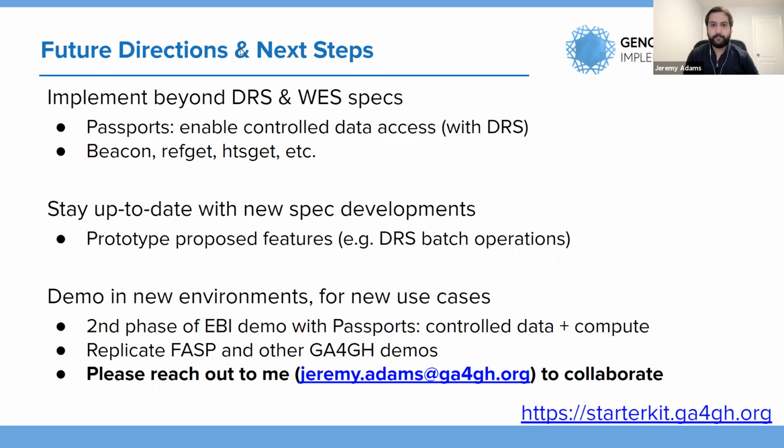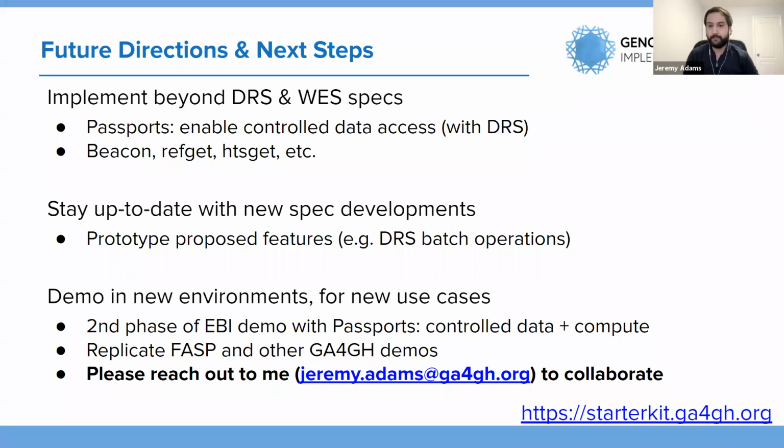So just to wrap up a bit here, our team essentially is looking to expand the capabilities of the starter kit, especially by implementing more API specs beyond just DRS and WES. Passports is the current priority because that will enable all of the controlled data access demos and scenarios that I mentioned. But it's essentially on our roadmap to implement all the GA4GH APIs because there's a variety of use cases that people are interested in, and various APIs to do various different tasks. We'll be supporting the starter kit for the foreseeable future, and we definitely plan to stay one-to-one with the existing APIs as new features are developed.